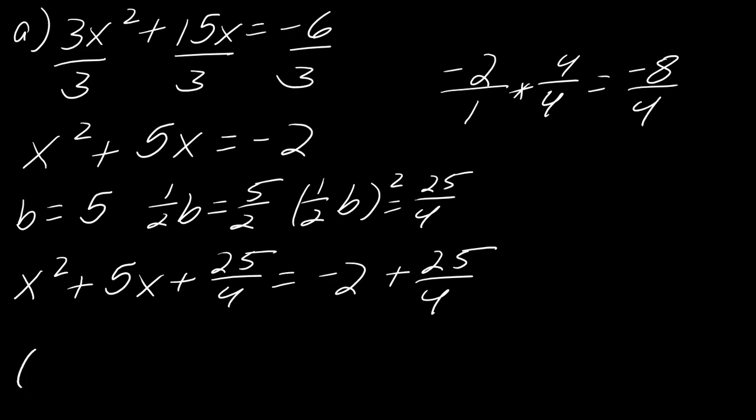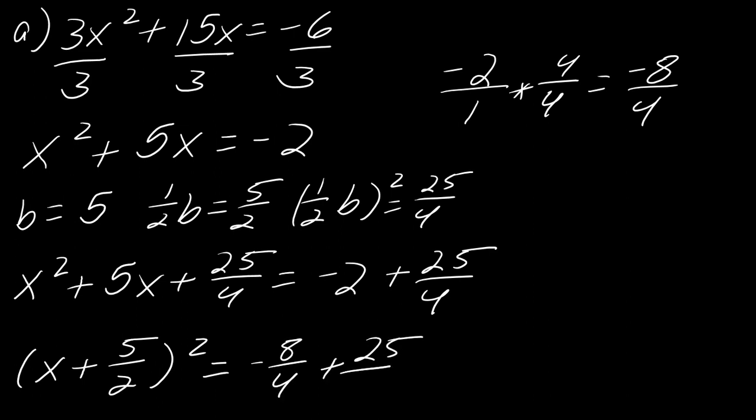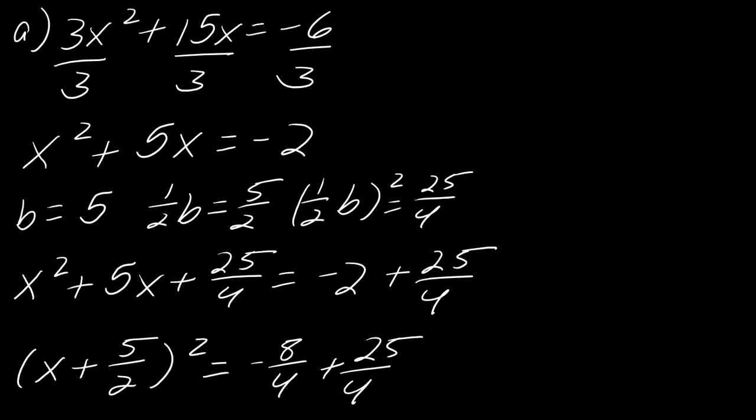Okay, cool. So now I'm going to have x plus 5 over 2 squared equals, so now I'll rewrite negative 2 as negative 8 over 4 plus 25 over 4. And let me get rid of all this so that I can keep going with the problem. Okay, so now I've got x plus 5 over 2 squared. Let's see. 25 minus 8 is 17, so this is 17 over 4.